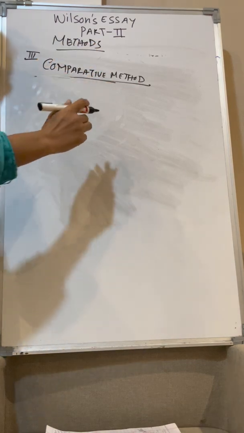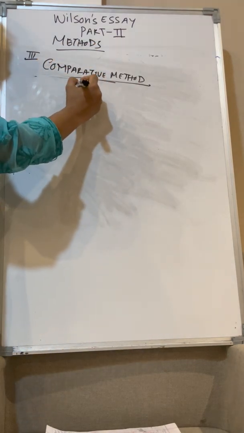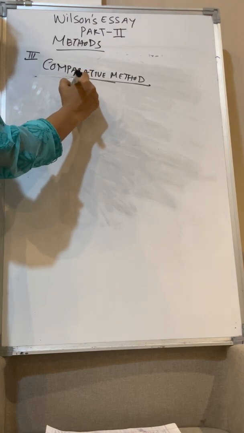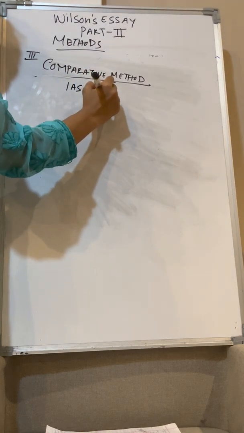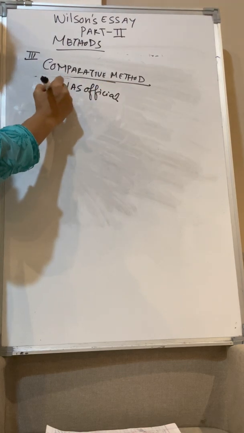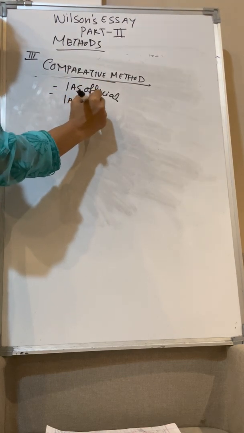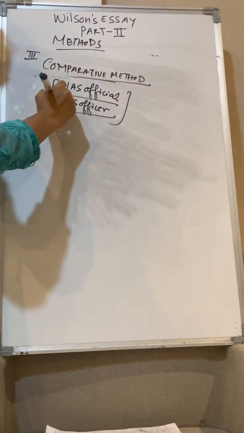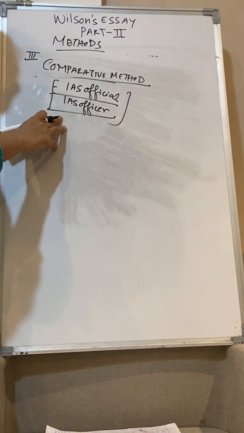And I have a question for you. This is a homework kind of. Can anybody tell me, if I say he is an IS official or he is an IS officer, which one is correct? Please give your answers in the comment box.